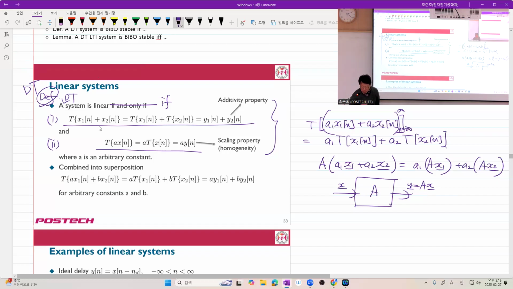So you understand what this means? This is called y1. This is called y2. So if you apply x1, you have y1. If you apply x2, you have y2. Then if you apply a1 x1 plus a2 x2, you have a1 y1 plus a2 y2. Here, instead of a1, a2, the textbook used a and b.